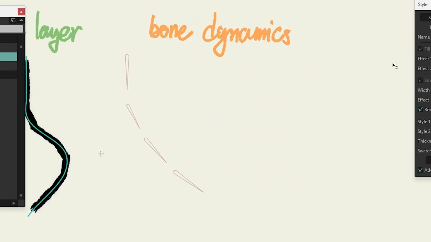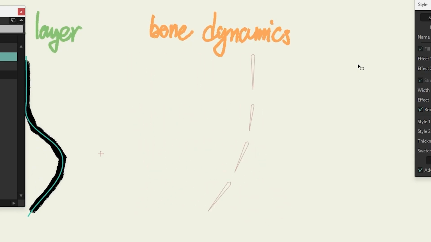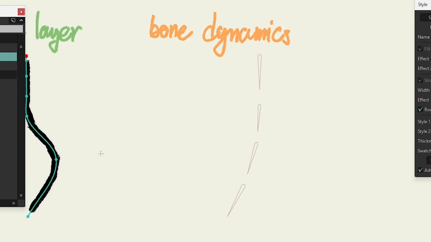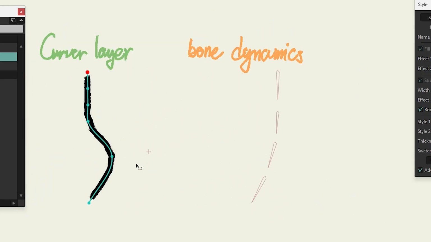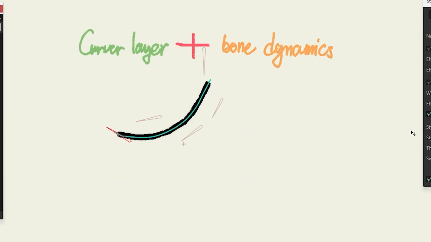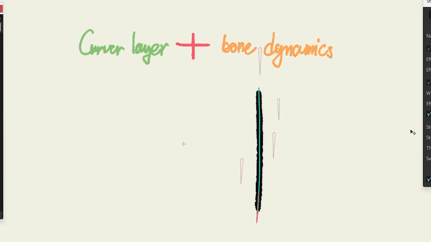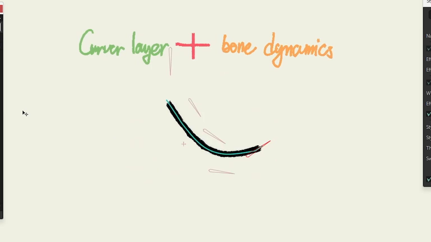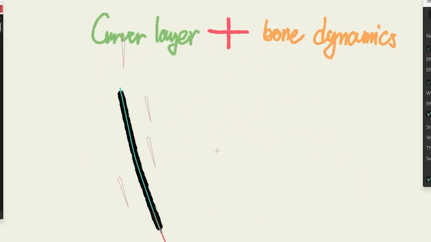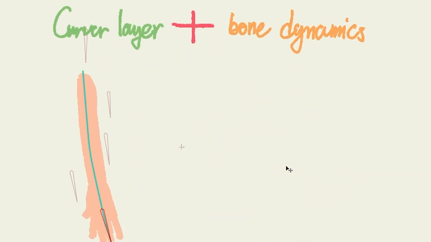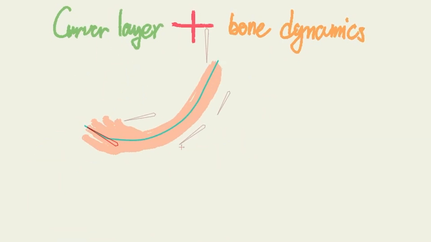And bone dynamics is basically a way for the bones to actually have a sense of gravity to the drawing. And if you connect those bones to those curver layer points, you have a piece of line that does a bit of jingle jangle motion to it. I believe you can use this for a lot of things, like tentacles, a little jangly arm, but in this video we're going to be using it for hair.